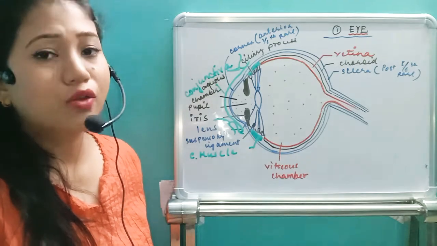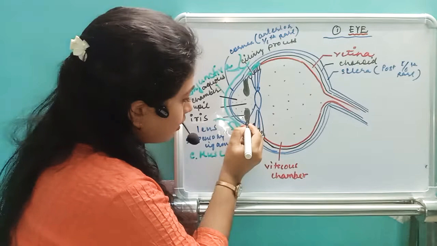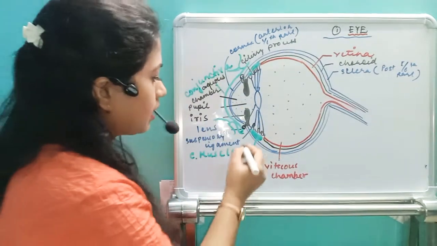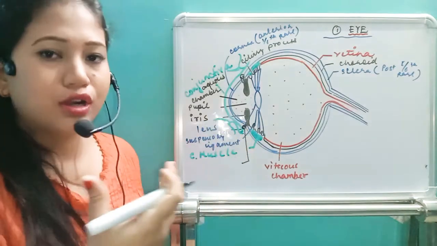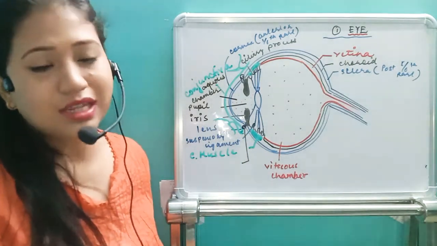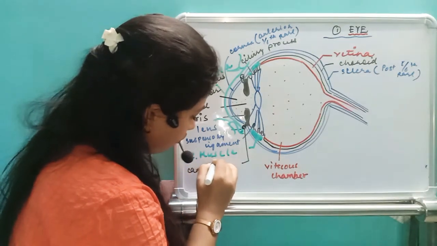If there is an excess of aqueous humor, then there is a canal. Here we have a canal. This canal is going to remove the excess amount of aqueous humor every day if it is in excess. So what is that called? This is called the canal of Schlemm.